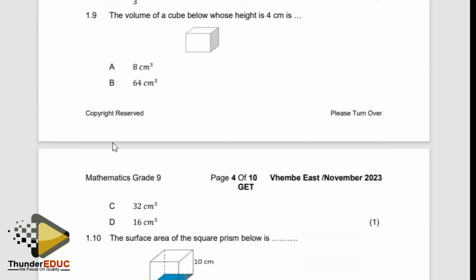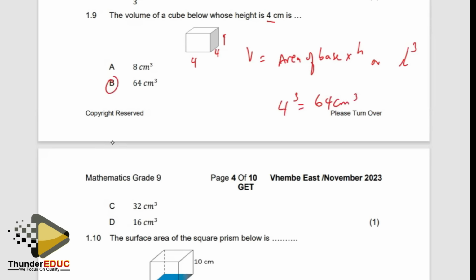1.9. The volume of a cube whose height is 4. We know that a cube has all the sides being equal: 4, 4, 4, 4. And we know that volume will be the area of the base multiplied by the height. Or with a cube, just get the length to the exponent of 3, which is 4 cubed, which gives me 64 centimeters cubed. So option B will still be the best.